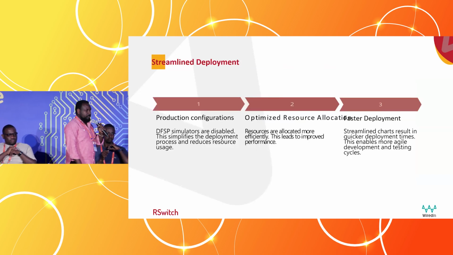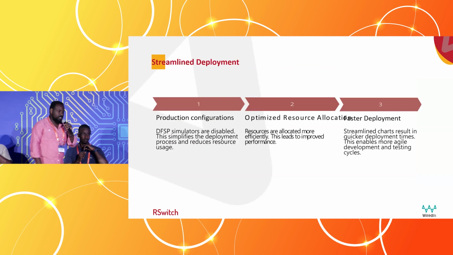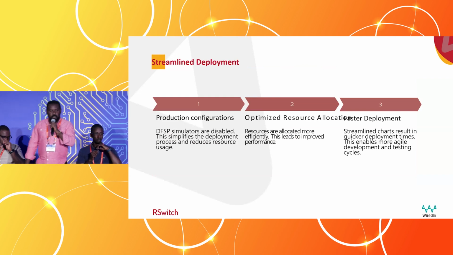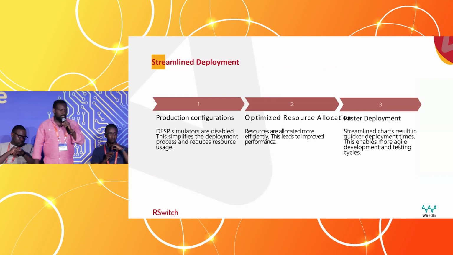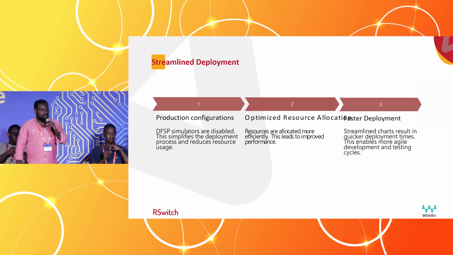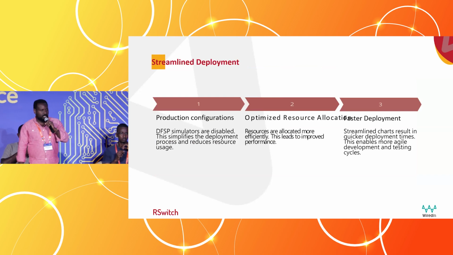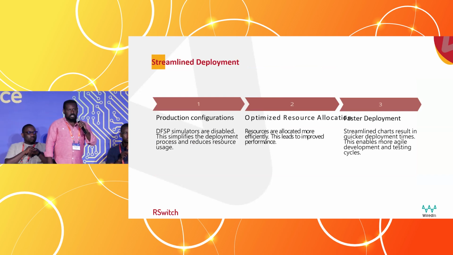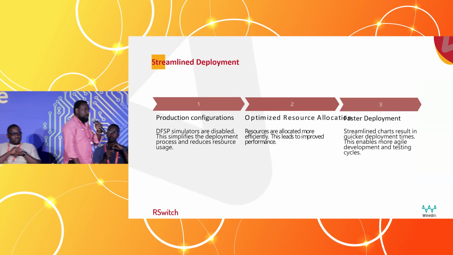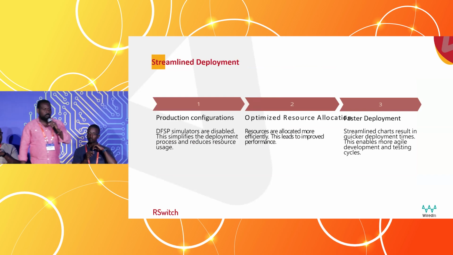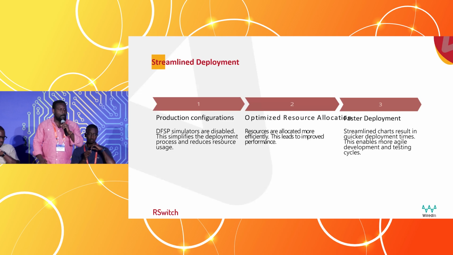We also simplified the deployment. We apply the production configurations. That means the FSP simulators are disabled. It simplifies the deployment and also optimizes the resources. So we create only the necessary pods and this results in a faster deployment. That means the deployment will be quicker and also development and testing will be faster.